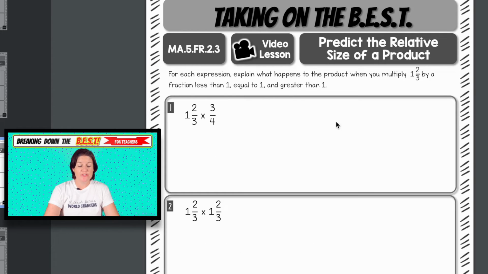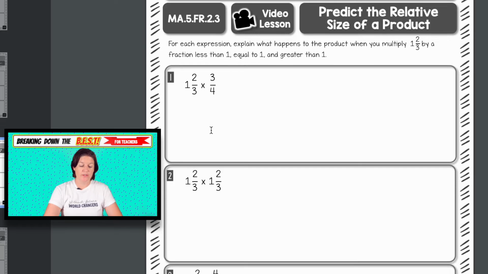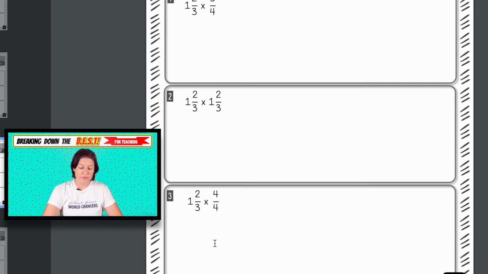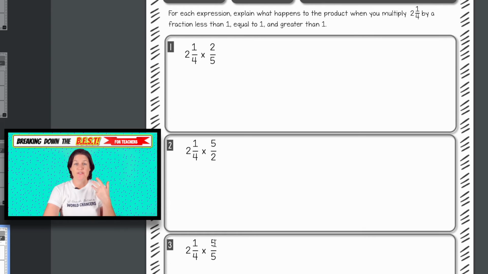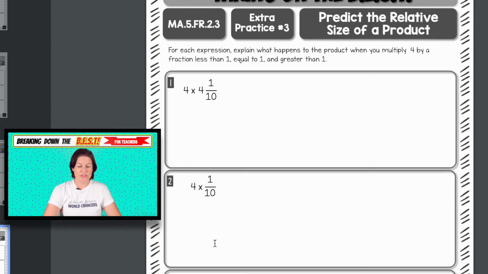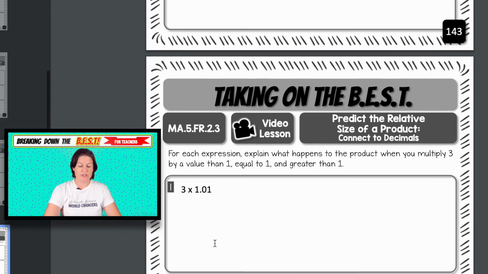So then we have a video lesson where we're not even going to model, but now we're just incorporating what we know is going to happen based on the rules that we learned by multiplying 1 2/3 by a fraction less than 1, greater than 1, and equal to 1. Then after that, students can take those notes and go to the extra practice and try this page on their own. There's actually 2 pages of extra practice for that one.